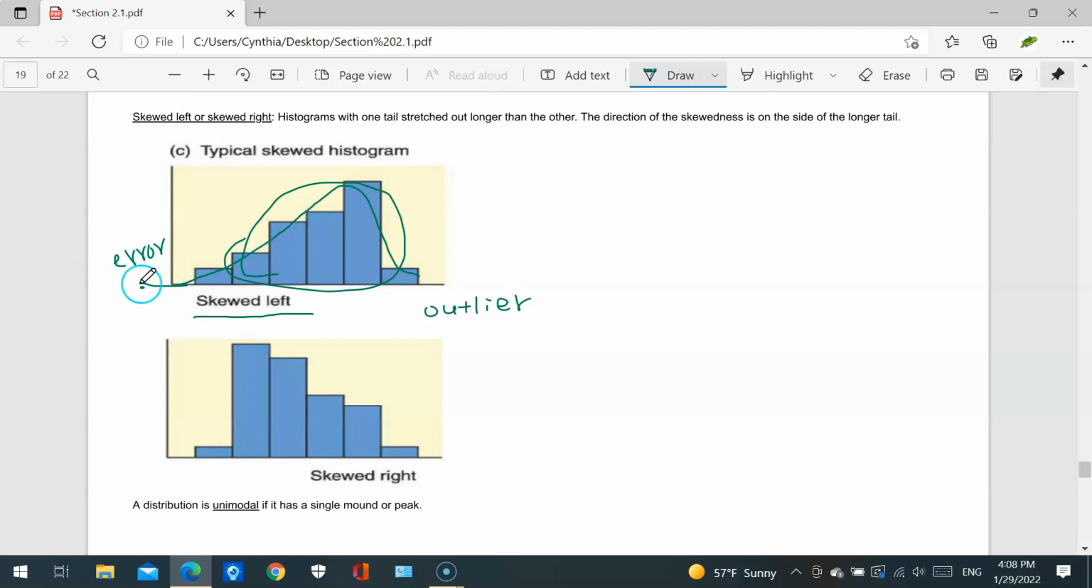But we have many different techniques to describe this data. But here, so far you just need to know we call this a skew left. Why is it called a skew left? Because of the outlier. This is a skew right. You can see the tail goes to the right. So this is a skewed right graph, or skewed right histogram.